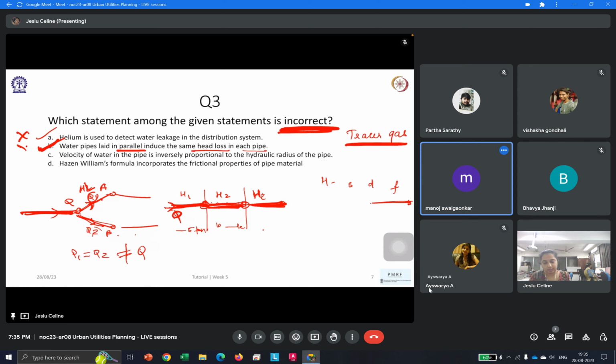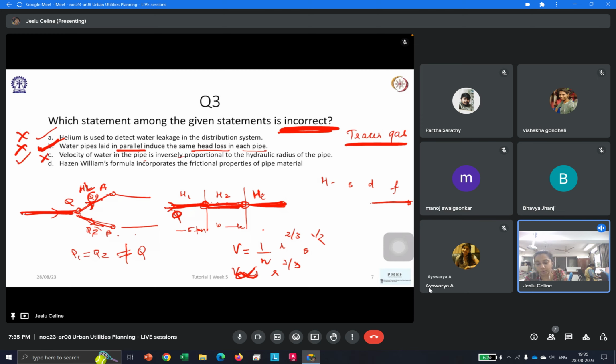Correct. We're using, yeah, exactly. So we have Manning's formula. Just to explain that for everybody, Manning's formula says V is equal to 1 by n, R raised to 2 by 3, S raised to 1 by 2. So V is directly proportional to R raised to 2 by 3. Here it says that velocity is inversely proportional, which means this is not correct, which means it has the possibility to be the correct answer for this one. Right.